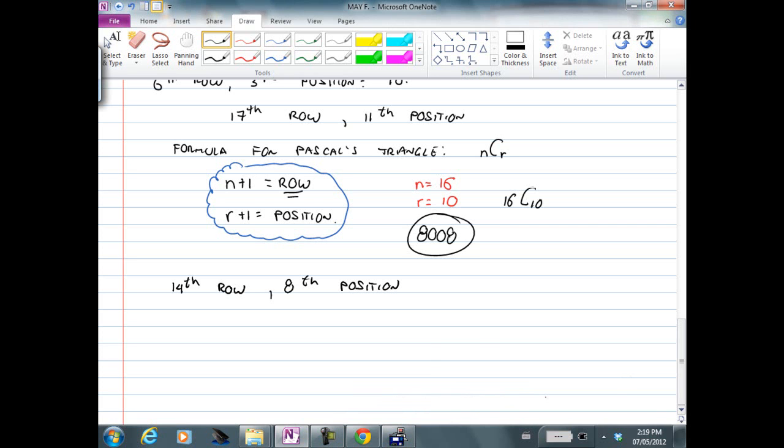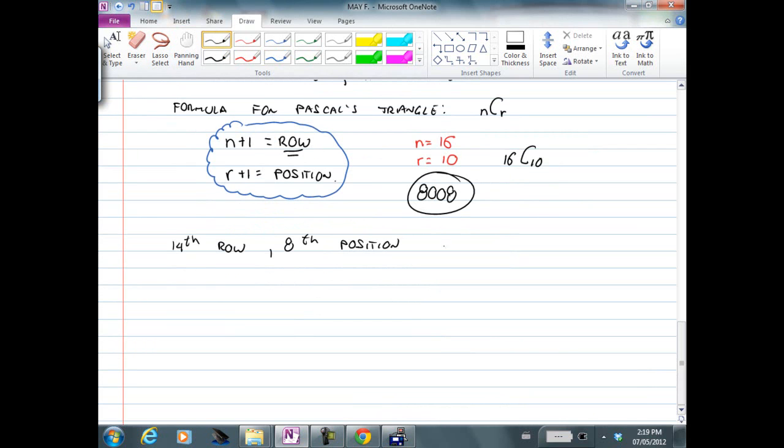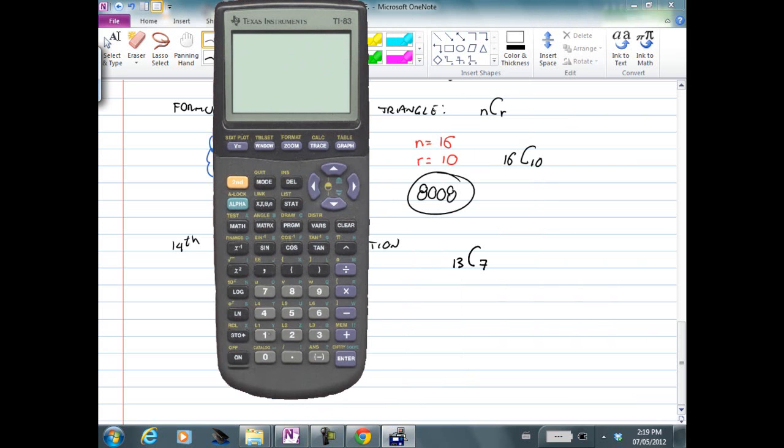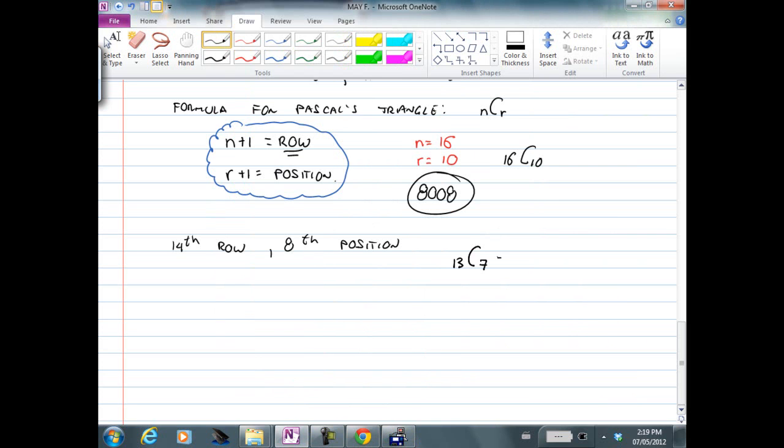14th row, 8th position. Sean, what's your N value? 13. That's what he said. I thought you said 14. I thought I said 14 too. 13. Kieran, what's R? 7. So here we go. 13 C 7. 1716. So my answer is 1716.